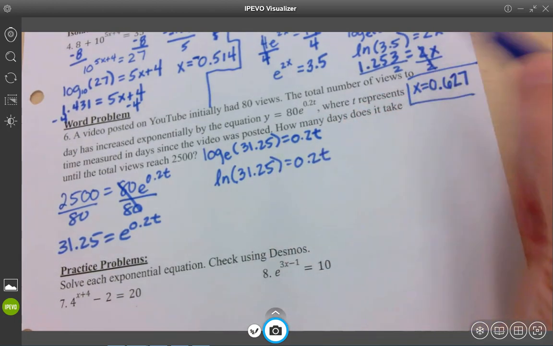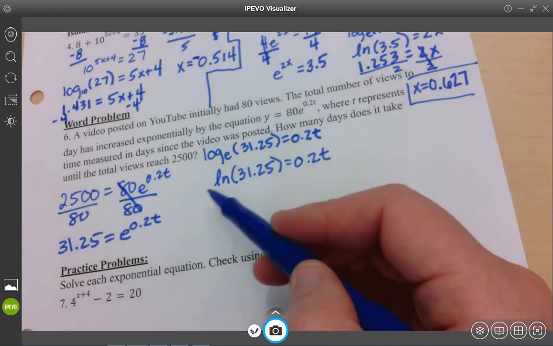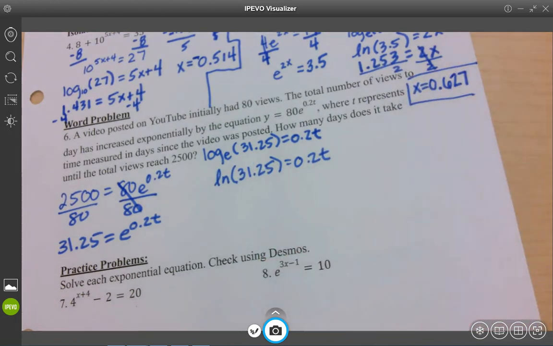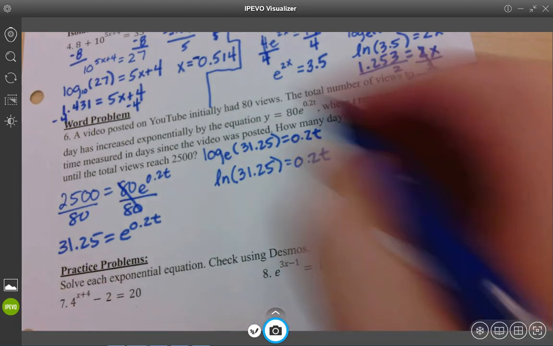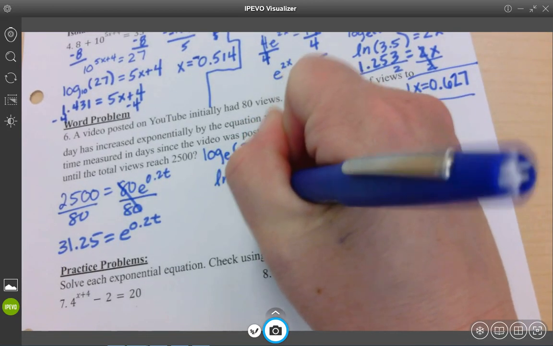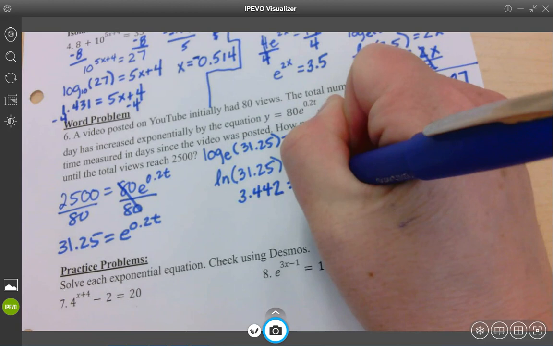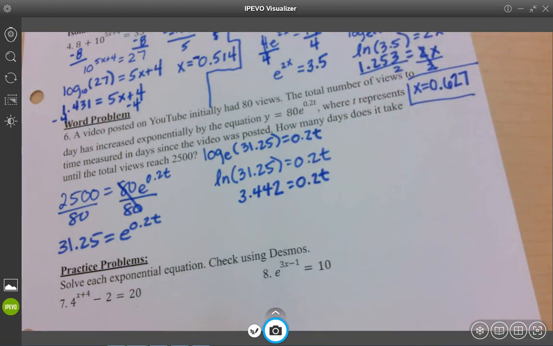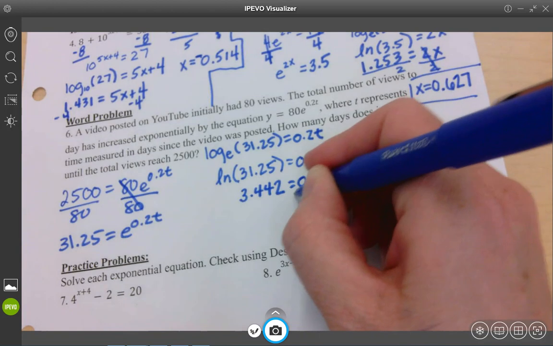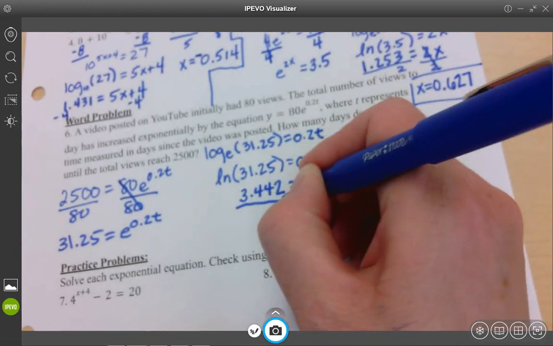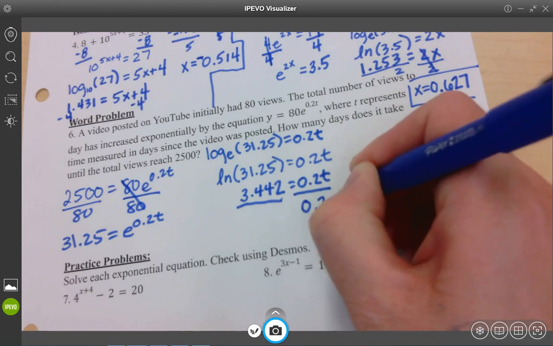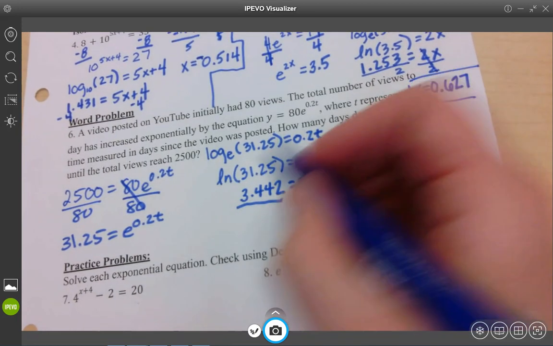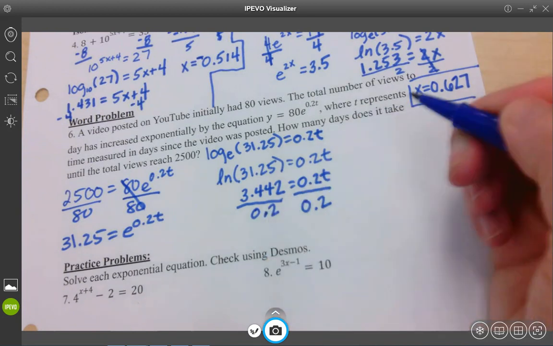Now you can actually type into your calculator log base e of 31.25 or ln 31.25. They should give you the same thing. I'm going to do the second one because it's just a little shorter. And I get 3.442. And then I'm going to divide by 0.2. Dividing by 0.2, will that make your answer larger or smaller? Bigger. Yeah. And I said the number wrong, didn't I? I said 0.02. It's 0.2. But both of them would make your number bigger.